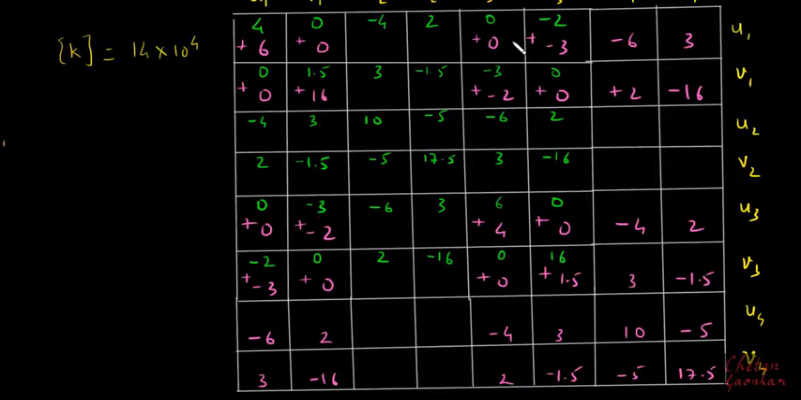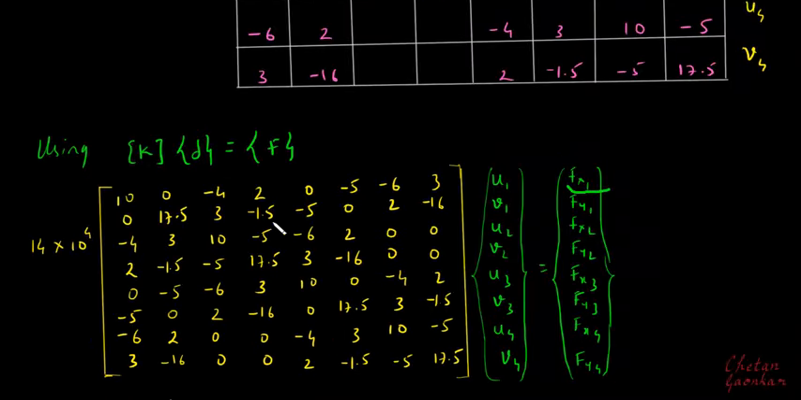So this will be plus 10, this will be minus 5, and so on. This will be 16 plus 1.5, that is 17.5, and so on. Once I add them up, finally I will get this as my K matrix, or global stiffness matrix. Right from here to here, this will be my global stiffness matrix, and then we will be multiplying this by the nodal degrees of freedom u1 v1 u2 v2 u3 v3 u4 v4 to obtain the force matrix fx1 fy1 fx2 fy2 fx3 fy3 fx4 fy4.